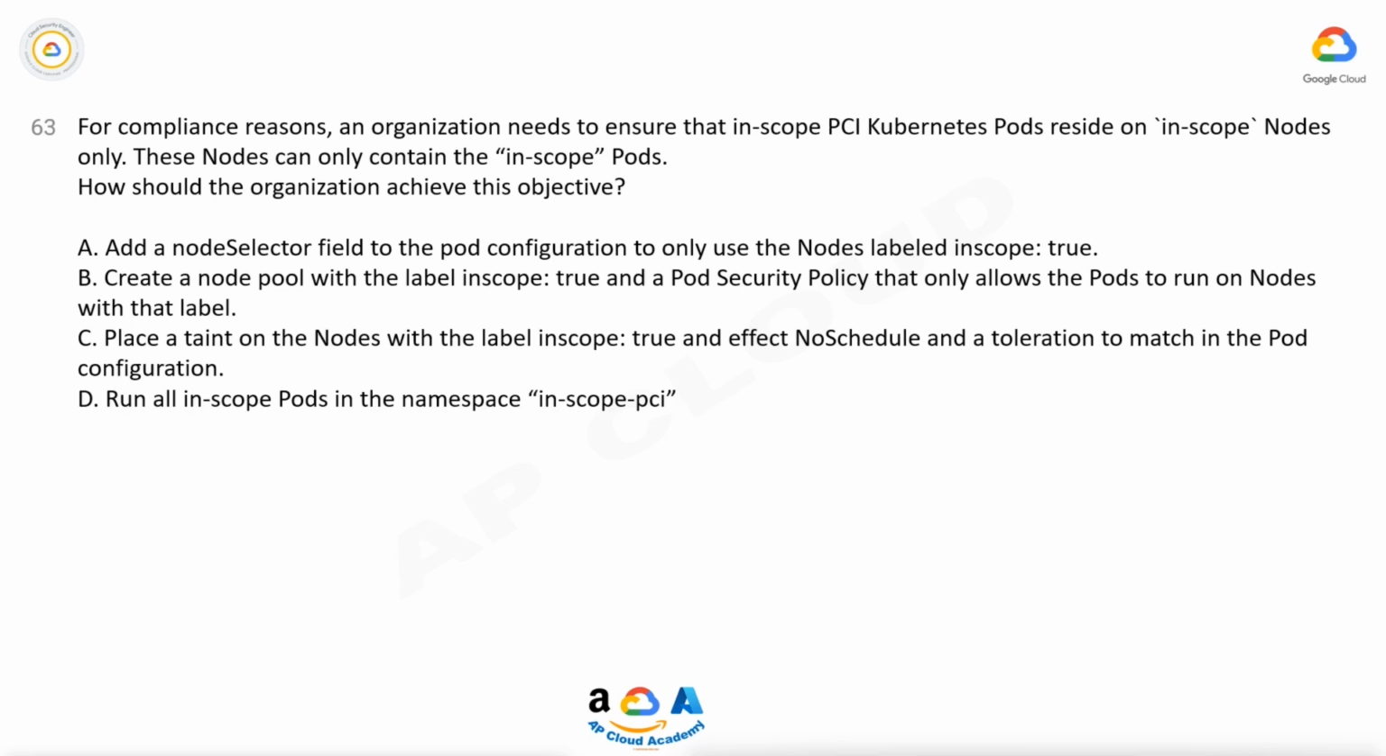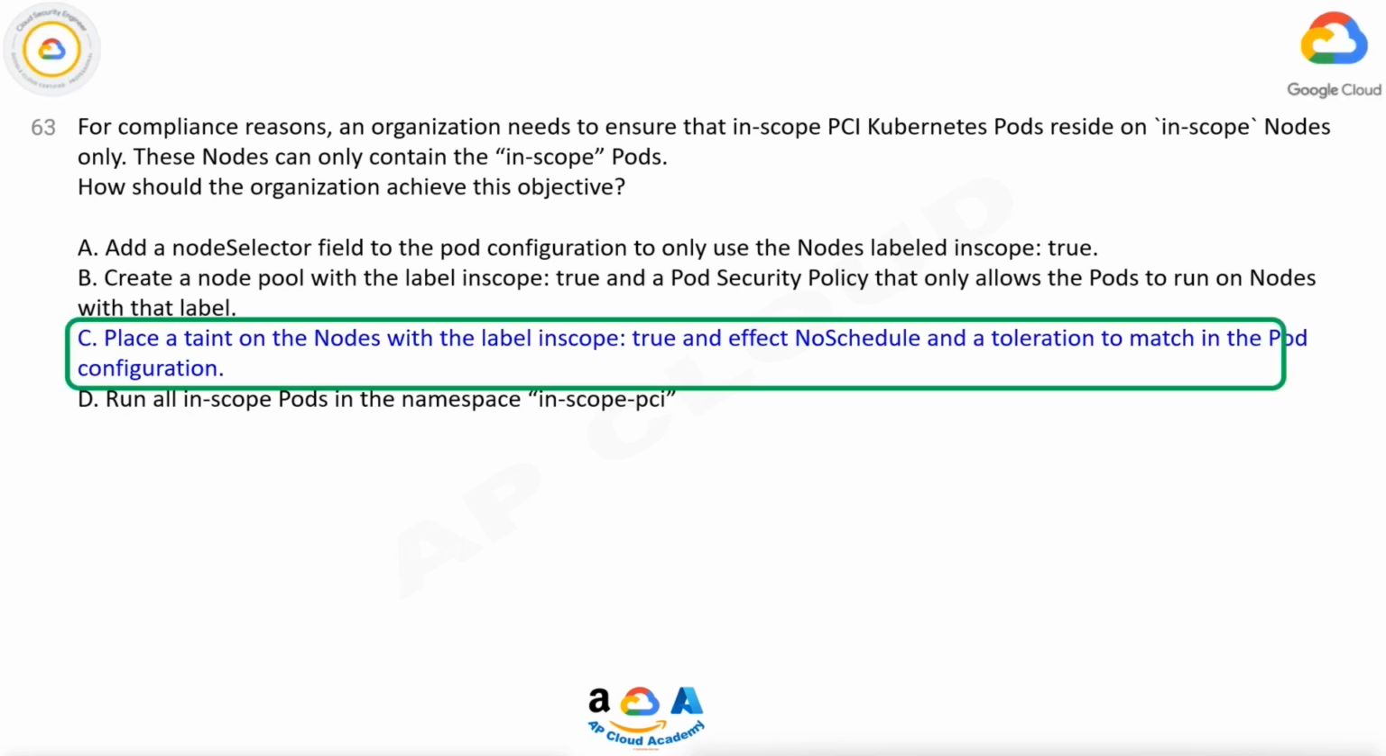C. Place a taint on the nodes with the label in-scope: true, and effect NoSchedule, and a toleration to match in the pod configuration. D. Run all in-scope pods in the namespace in-scope-PCI. Correct answer, C. Place a taint on the nodes with the label in-scope: true, and effect NoSchedule, and a toleration to match in the pod configuration.